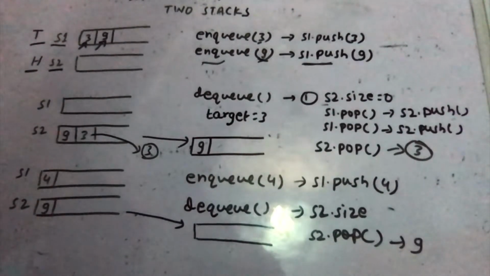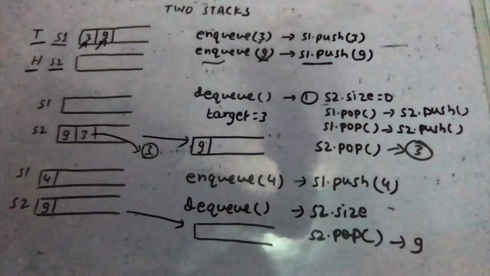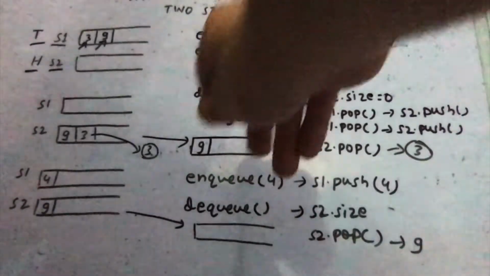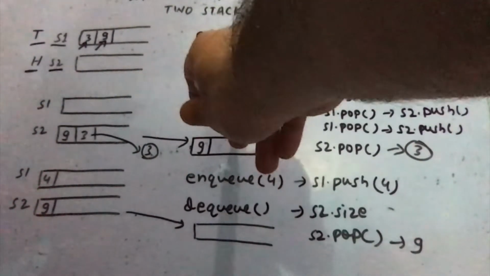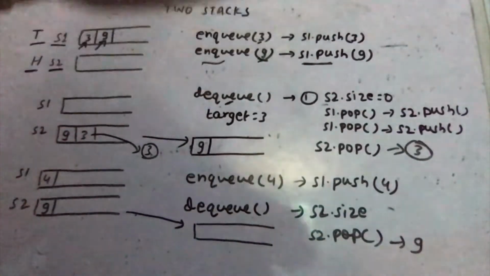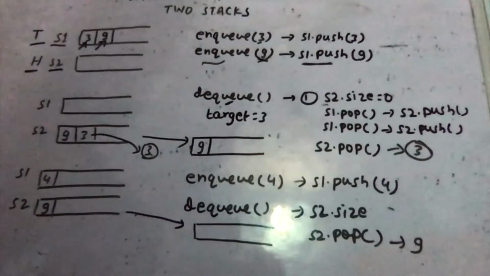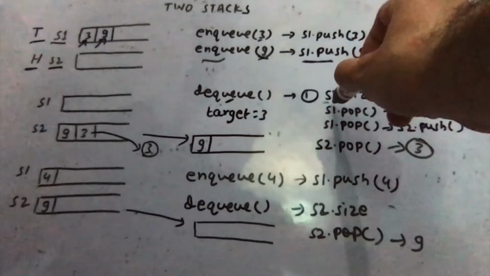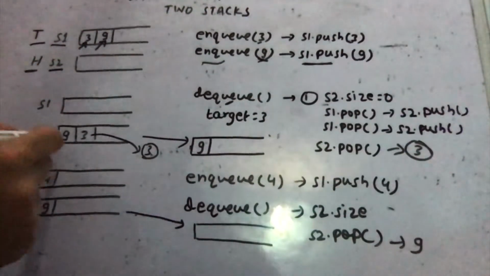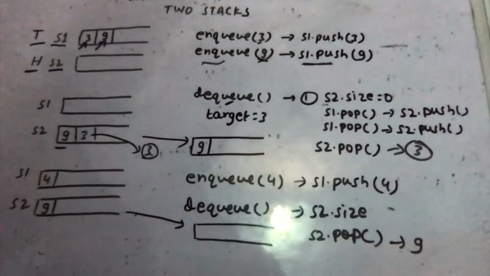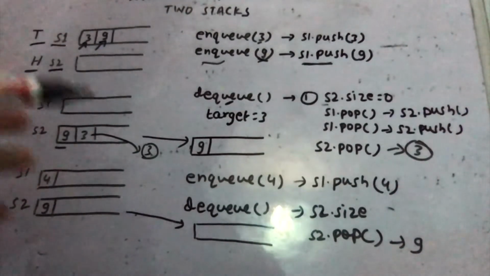Now let's go to the second scenario where I want to remove one element from the queue. In this case I need something to be there on stack 2, because stack 2 is working as the head of the queue. So the first thing we need to check is S2.size. If the size of this stack is 0, in that case we need to get some elements here in the head part so that we can remove it.